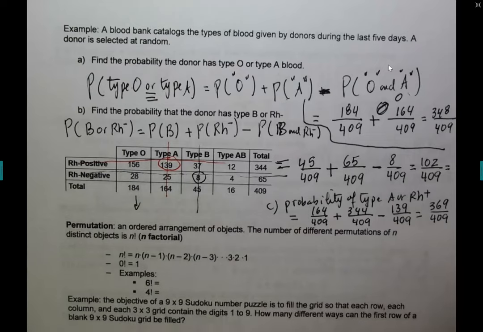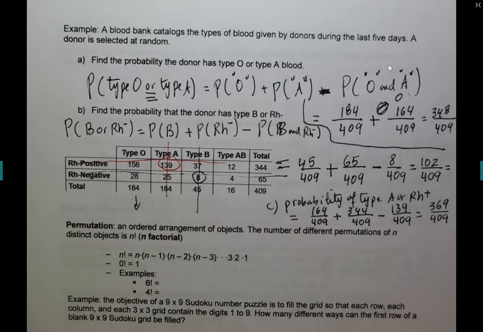Here's another question. What's the probability of selecting a donor who has negative type? Rh negative. I don't care whether it's O, B, A, AB, etc. 65 over 409? Exactly. Very good.